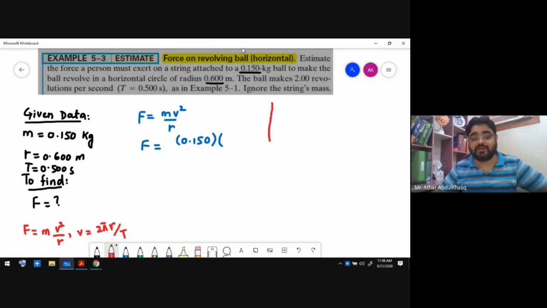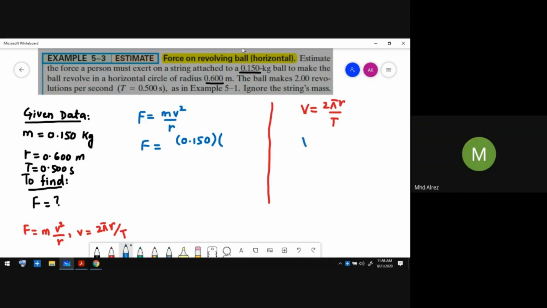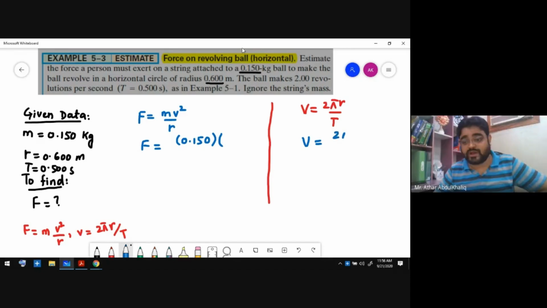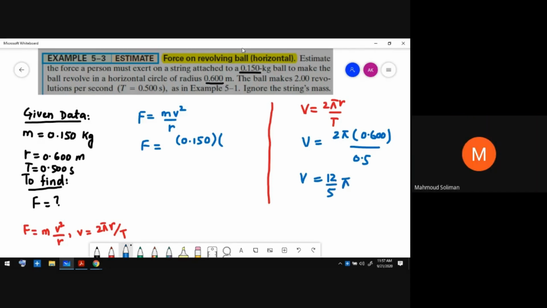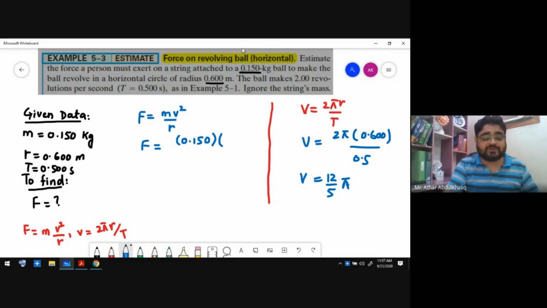So let me find v first. V is equal to 2 pi r over t. Just substitute the values for v first. 2 pi times r, which is 0.6, over t, which is 0.5. Give me the answer for v, please. 12 over 5 pi. Keep it as it is, because I told you last time that an answer that is not actually asked by the question, we will keep as it is. So we will search for the final answer.